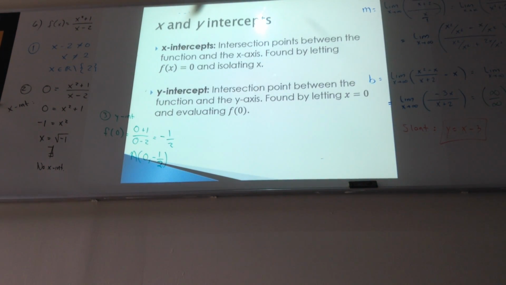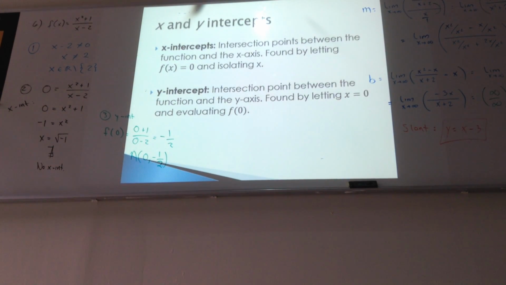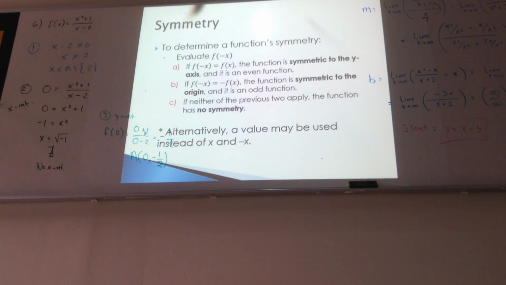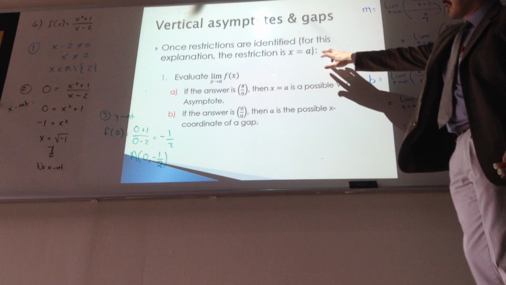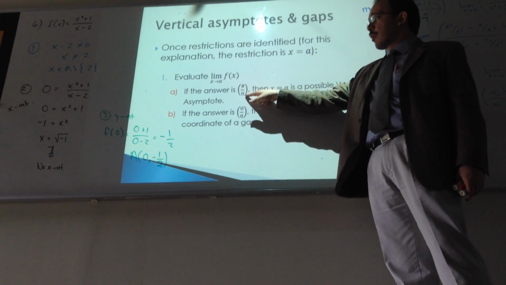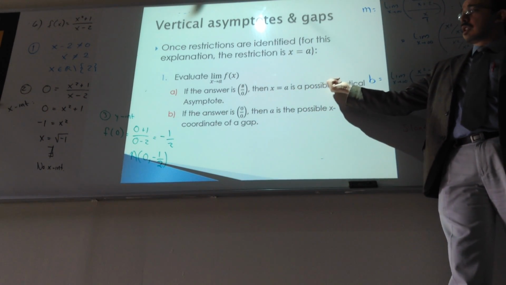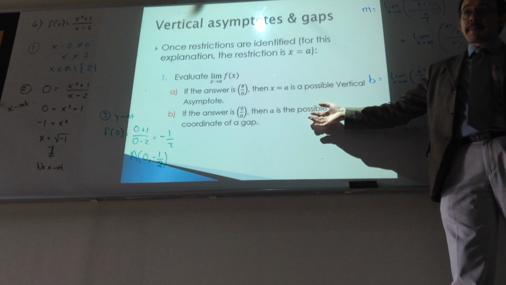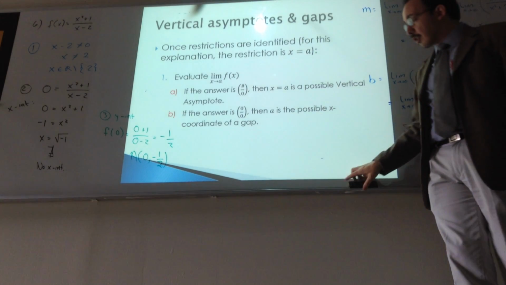Symmetry now. That will be for the next part. Okay so far? Yes. So, symmetry, not yet. Vertical asymptotes and gaps. Remember, you need to check if you have restrictions, and if you have restrictions, check the limit at that restriction. If you have number over 0 as an answer, then that value is a possible vertical asymptote. If it's 0 over 0, then it's possibly a gap. And you follow with different procedures.